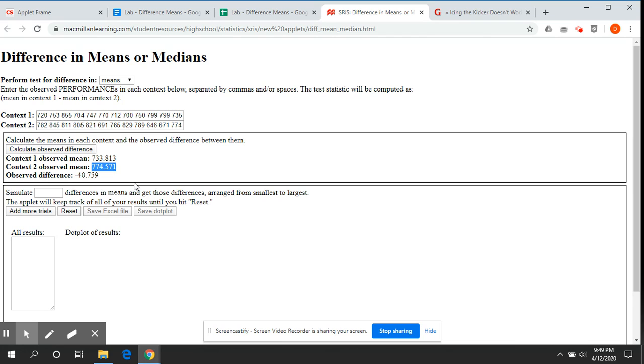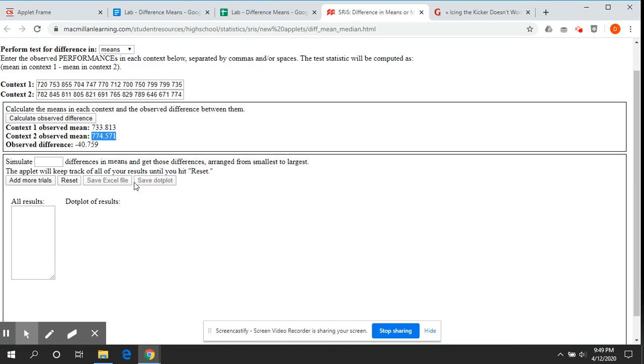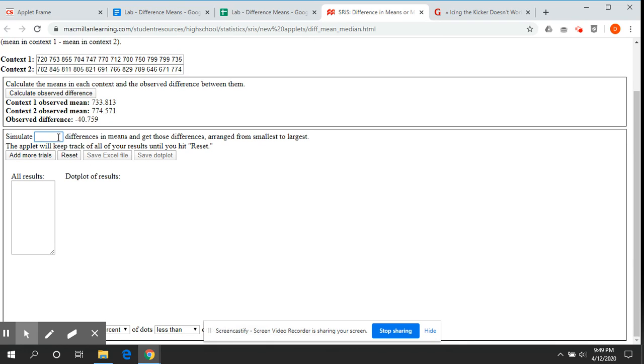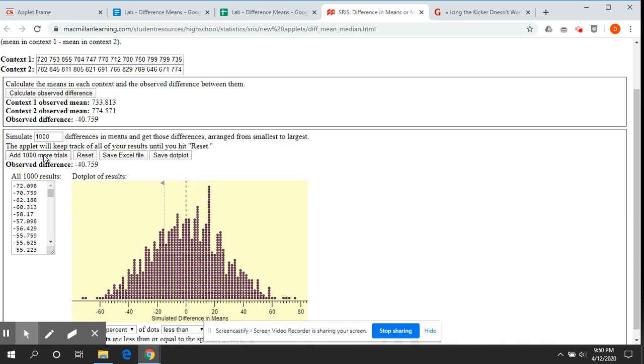Again, the question that we're always asking is, is that gap meaningful? Is that large enough to be meaningful? So we're going to do the same sort of thing we did last time. I'm going to take 1,000 trials. I'm going to add them to my dot plot. All right, so there's my dot plot.